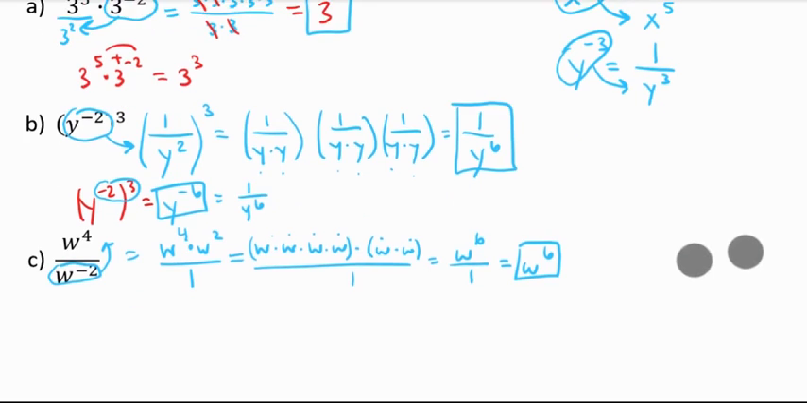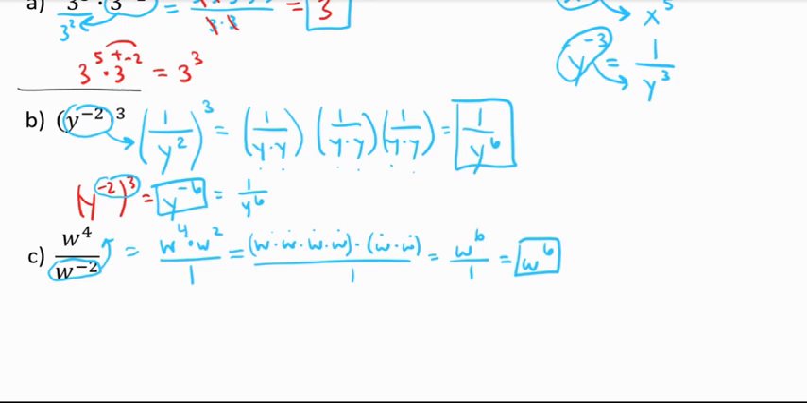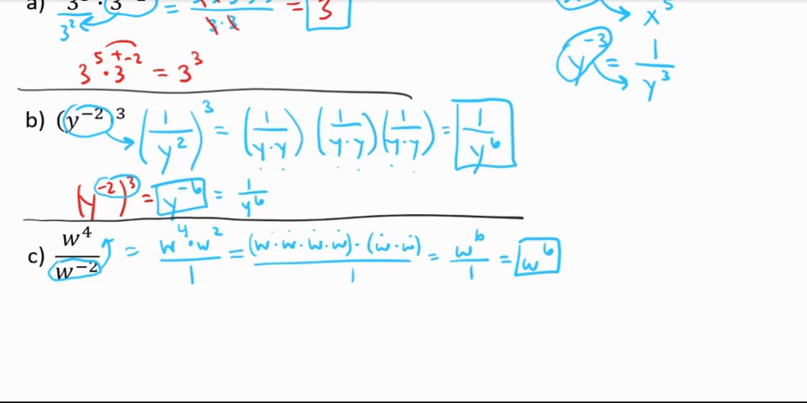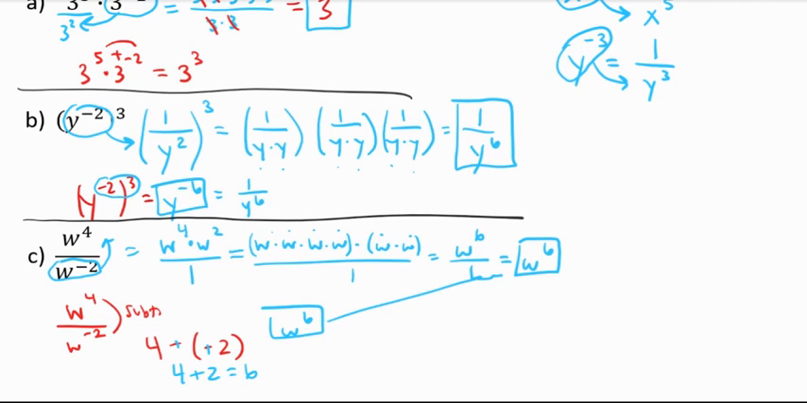All right, and last one. The shortcut on C is that, remember, when it's a fraction, I'm going to subtract the exponents. So here's my original problem. And again, I'm going to subtract these. So I do 4 minus, but it's a negative 2 on the bottom. And remember, when you're subtracting a negative, you're actually adding. And so this ends up being 4 plus 2, which is 6. So our answer is w to the 6. And again, that's the same thing I got over here.